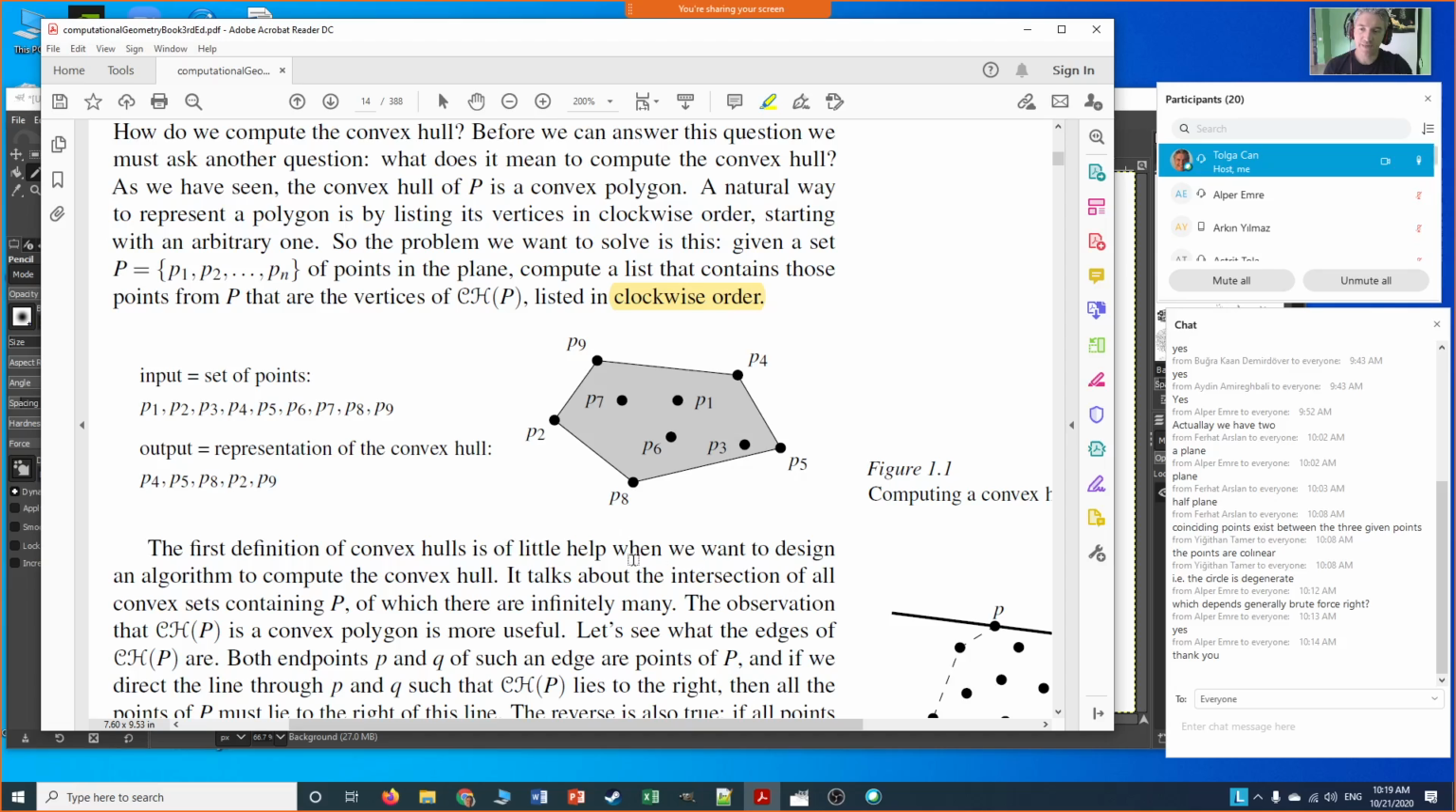All right, so the output here is P4, P5, P8. It goes like this, starting from P4. We could have started from P2. So with P2, P9, P4, P5, P8 could be the convex hull.